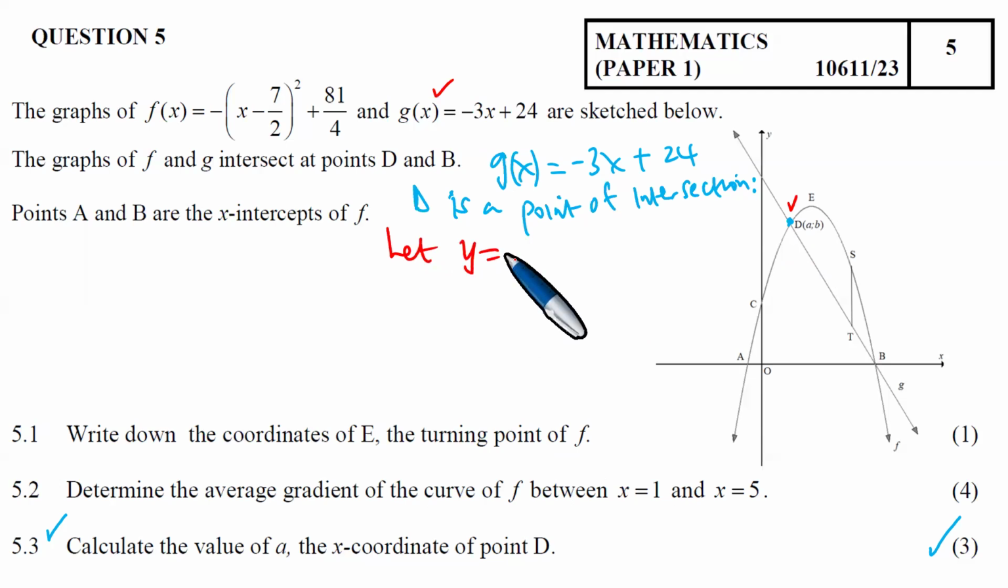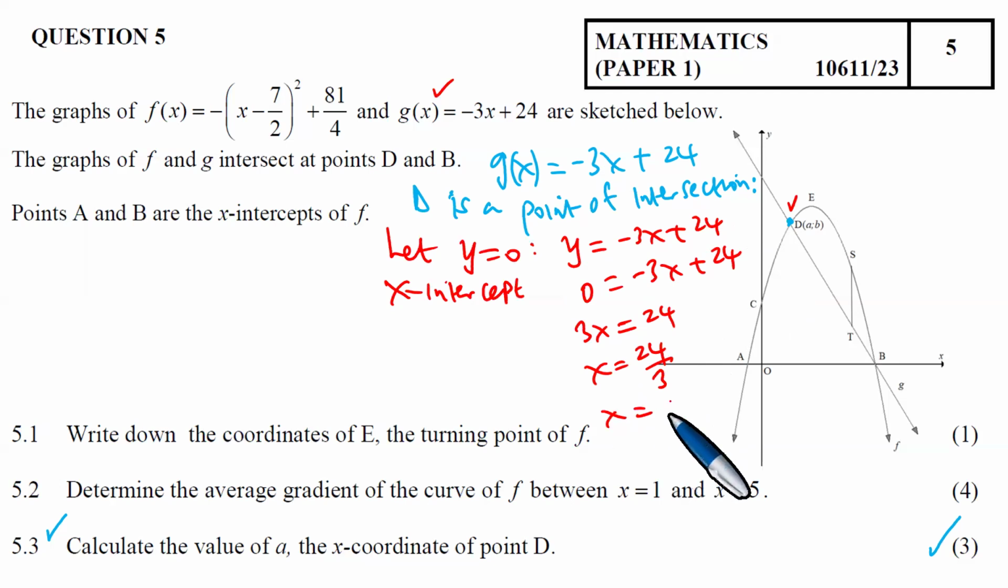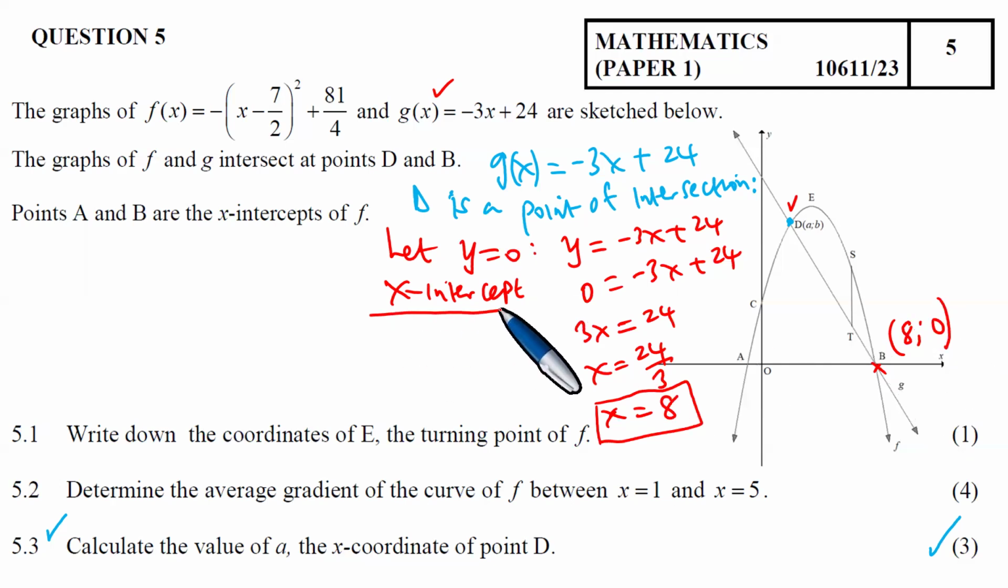So you let y be 0. And y being 0 is going to give us an x-intercept. So g equals, that means y is minus 3x plus 24. When y is 0, 0 is minus 3x plus 24. Meaning 3x is 24, and x is 24 over 3. X is going to become 8. It is correct. So the point where it cuts is x equals 8 and y equals 0.